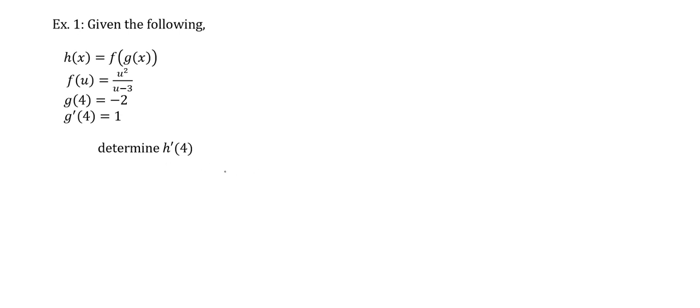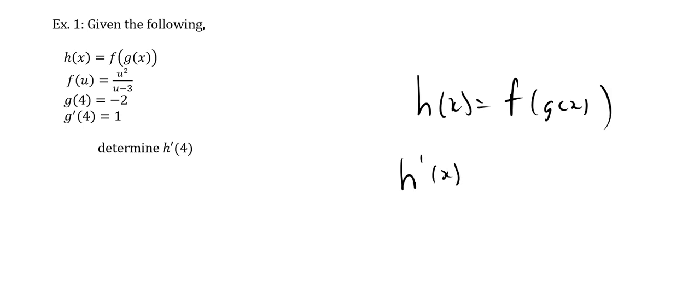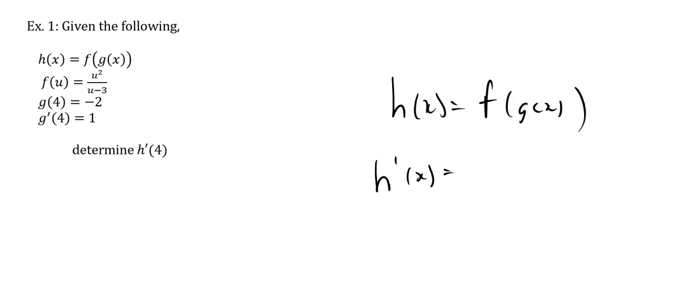So determine h prime at 4. I'm going to start with h. I just want to make sure h at x equals f at g at x. So h prime at x, just using the chain rule, is f prime of g at x times g prime of x, right? That's just the chain rule. That's literally what was on the last page.